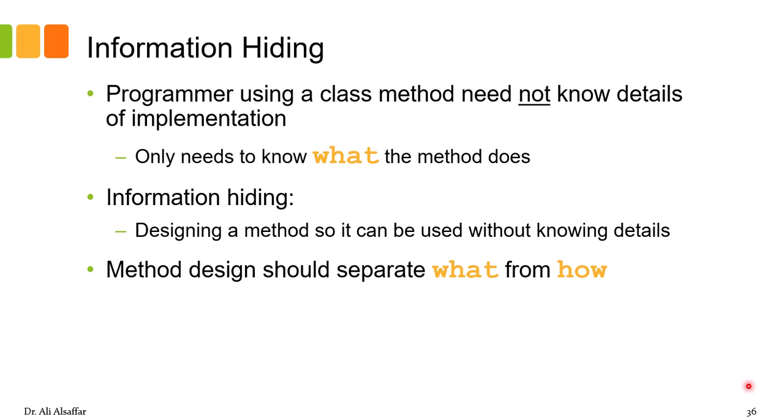Next int, what does it do? It needs an integer. For example, in String, charAt, what does it do? It gives me a character at a certain index. But I don't need to know how it is doing its job. So this is why they make a separation. It's called information hiding: designing a method so it can be used without knowing details. So here there is a separation between what and how. Of course, if you are the designer of the class, you have to implement how this method works. But if you are the programmer using the class and you want to use the methods, then you don't need to know how, you need to know what this method is doing.